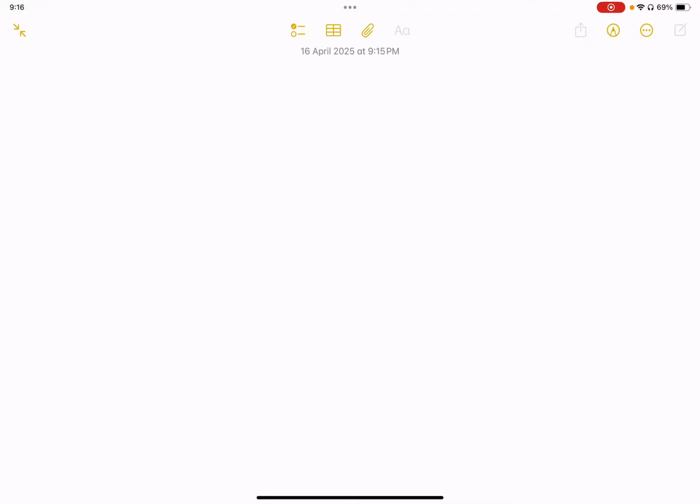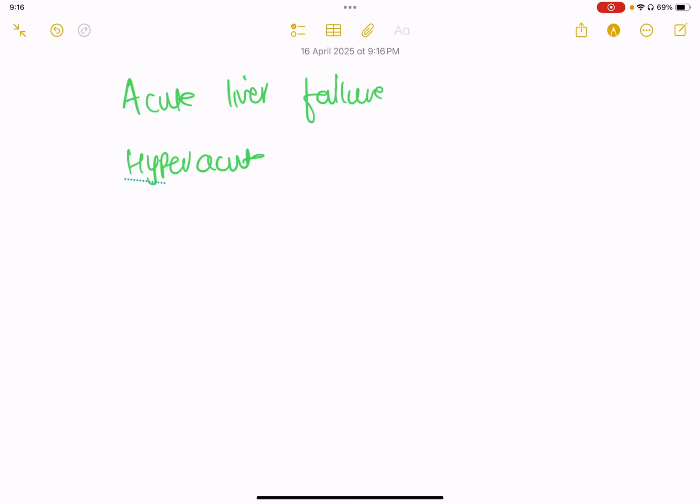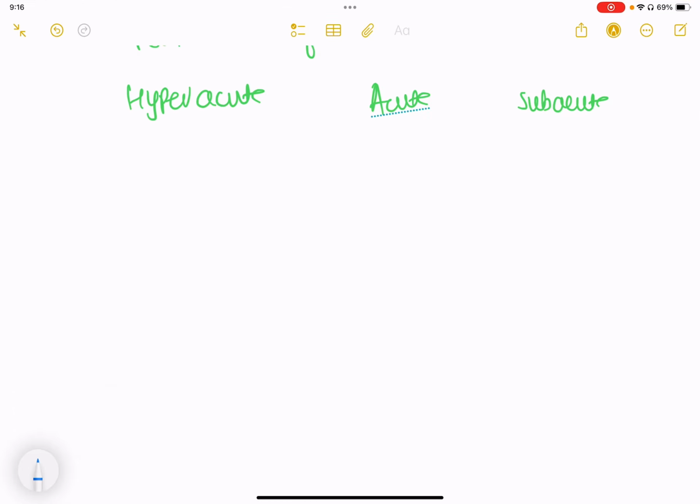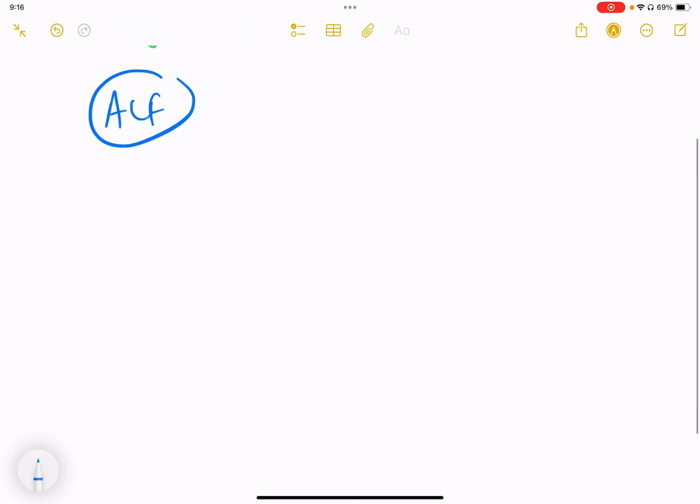So, in a viva question we'll be discussing today, what is the definition of acute liver failure, and what is hyperacute, what is acute, and what is subacute liver failure. Now, to call it liver failure, we must understand that it has to be liver dysfunction. So acute liver failure is defined as a clinical syndrome.